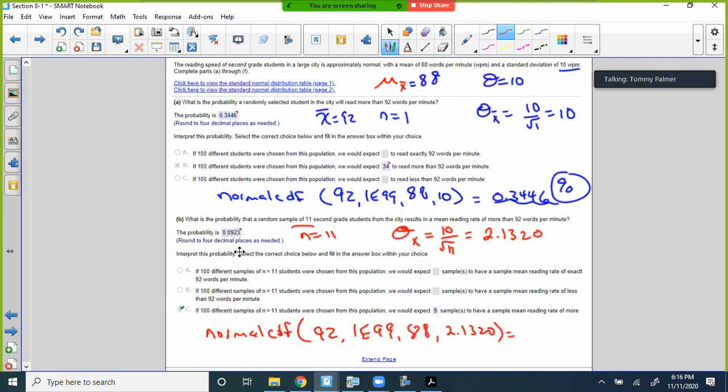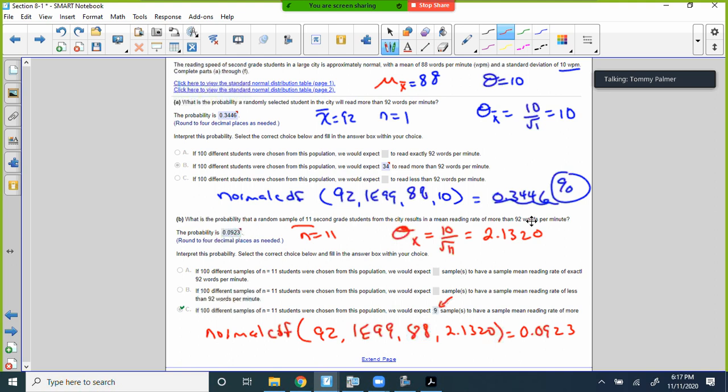Yeah, sorry, 0.0923, which is 9.23%, which is, guess what? That's why that 9 is there, right? If 100 different samples were chosen, we expect 9 students to have a sample mean reading rate of more than 92 words per minute.